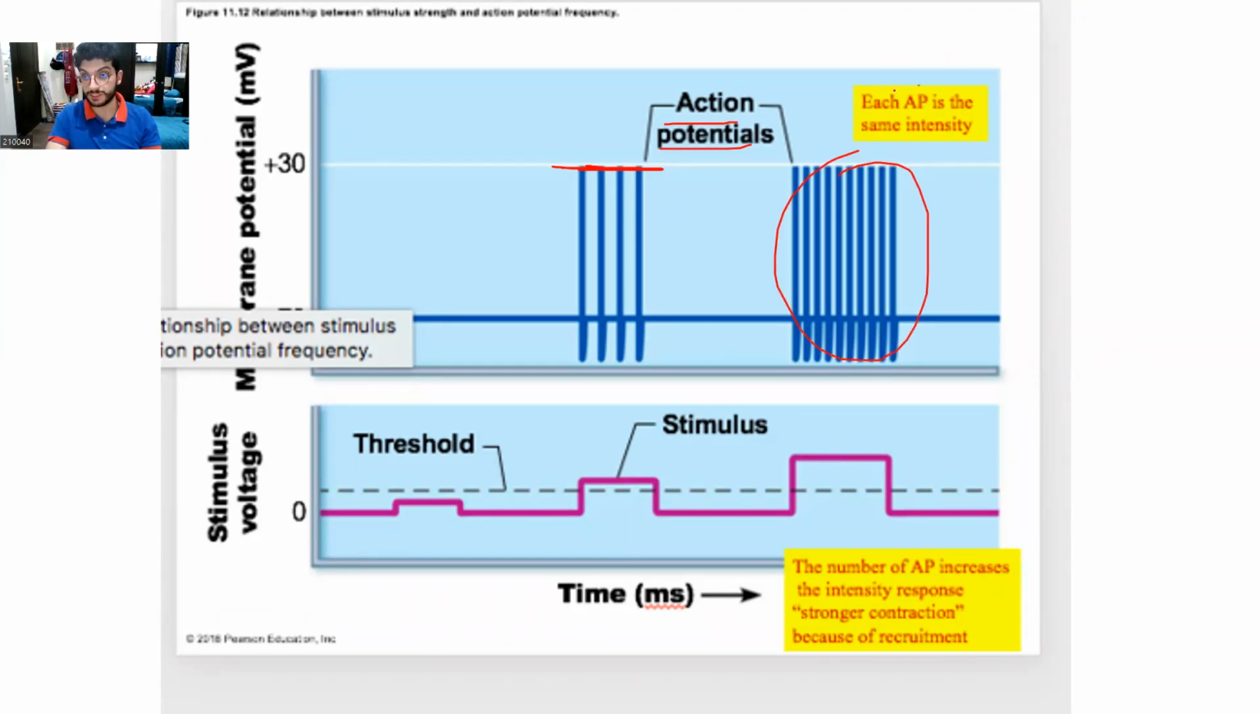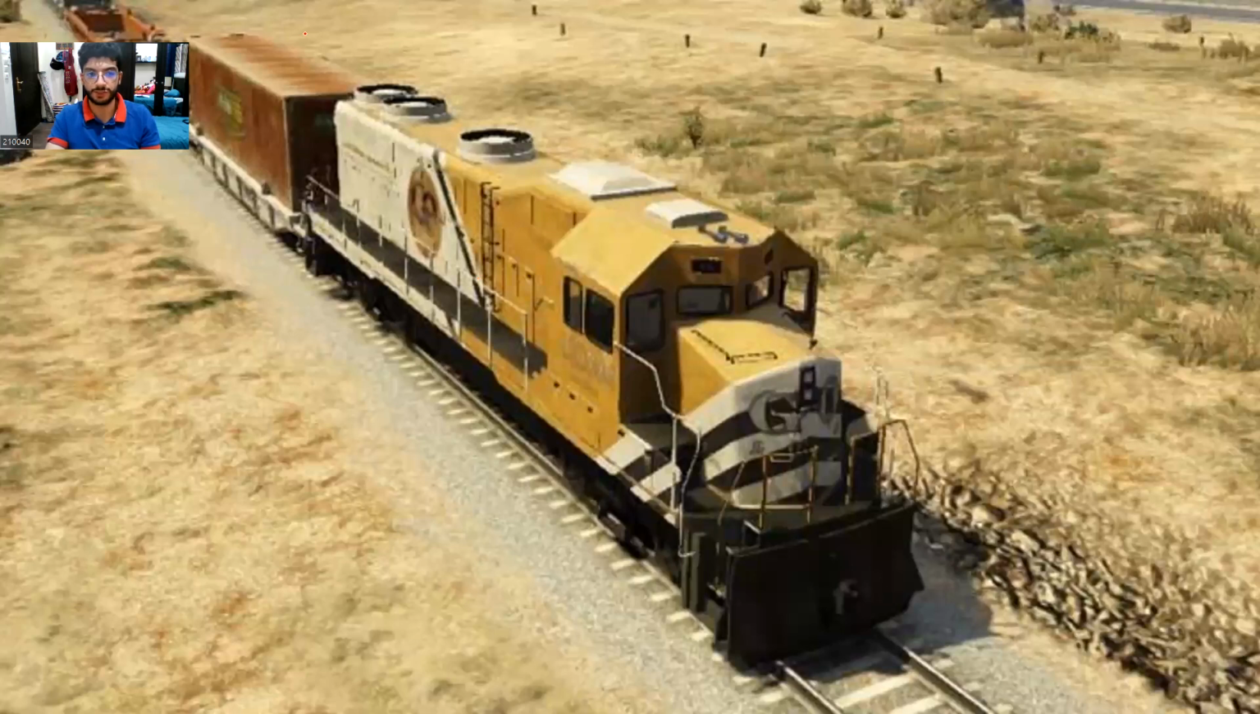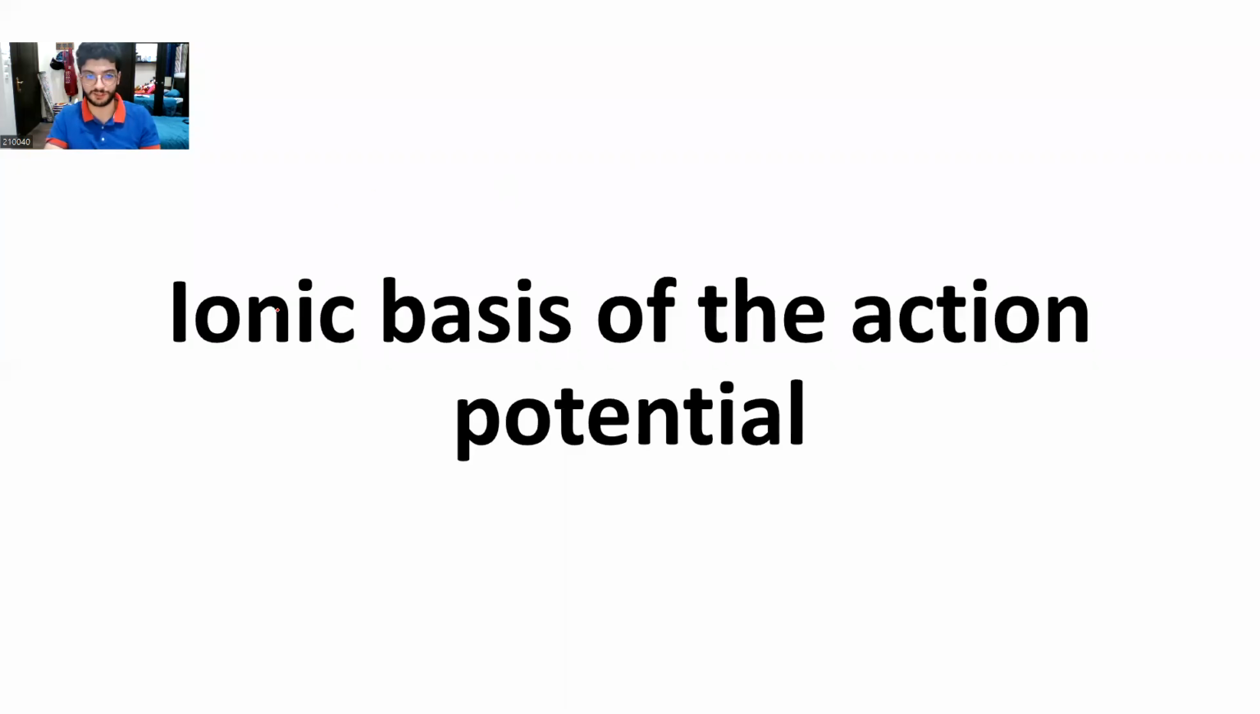But each action potential is the same. There's nothing different. This action potential is the same as this one, the same as this one, and so on and so forth. The only difference is that it happens more often, and this is all it means over here. This is just to show you that the action potential is like a train. It's unstoppable. If anyone got that reference, great.